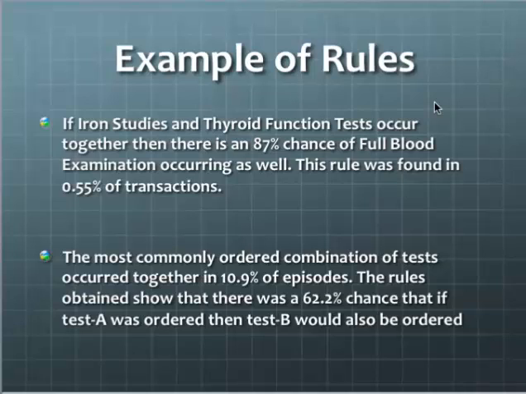Another example of the rules is that the most commonly ordered combination of tests occurred together in 10.9% of episodes. The rules obtained show that there was a 62.2% chance that if test A was ordered, then test B would also be ordered. Auditors can use this rule to understand the client's data and to evaluate the abnormal. For example, if test B is a very unusual test, but it appeared together with test A, it is reasonable, so it should not be flagged.